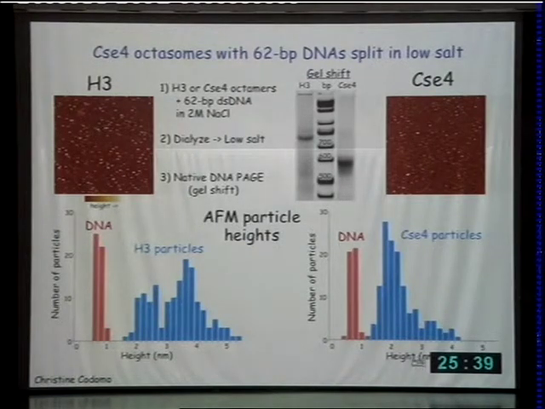Now we can determine exactly the sizes of these particles using atomic force microscopy, which is very sensitive to particle heights. What we see is that the height distribution for H3 has actually two types of particles here and only one here, corresponding to what we see in the gel shift. And when we look at the height distribution using an internal DNA standard, this corresponds to tetramer height, this corresponds to octamer height, whereas for this, it's almost entirely tetramer height. So what we're looking at here are tetramers.